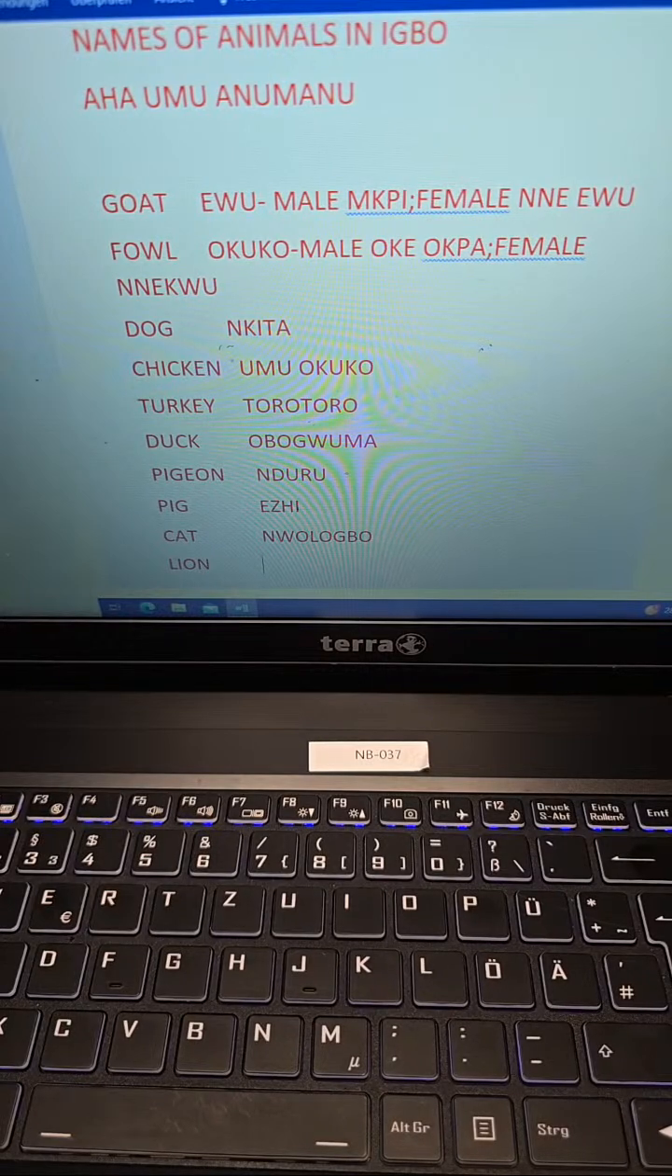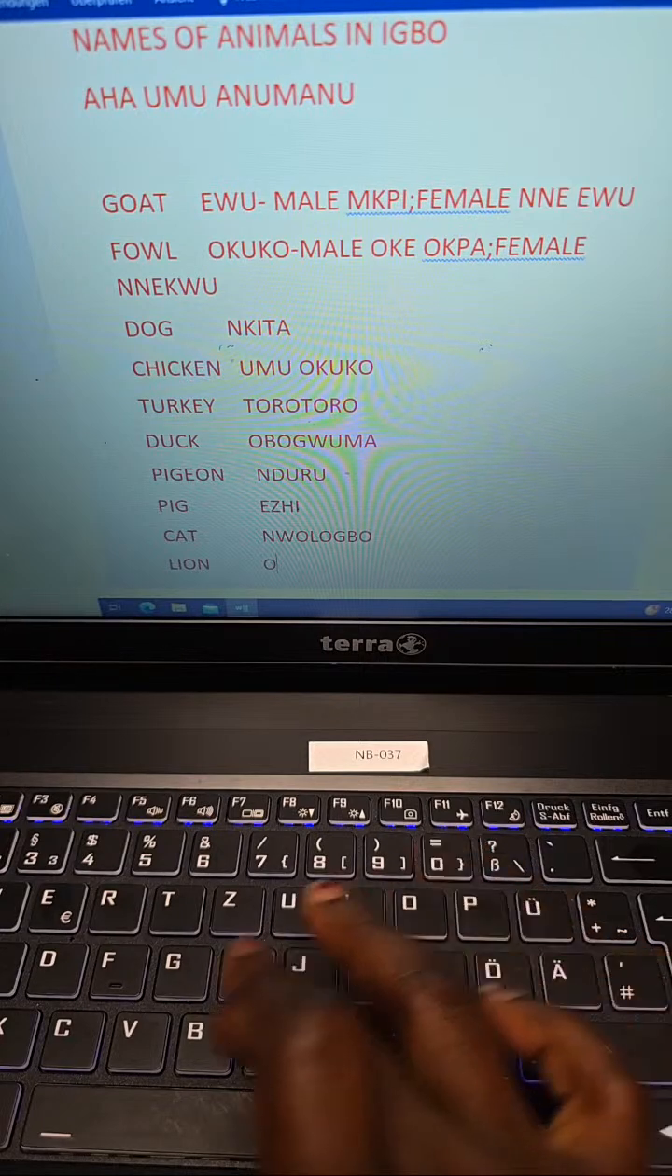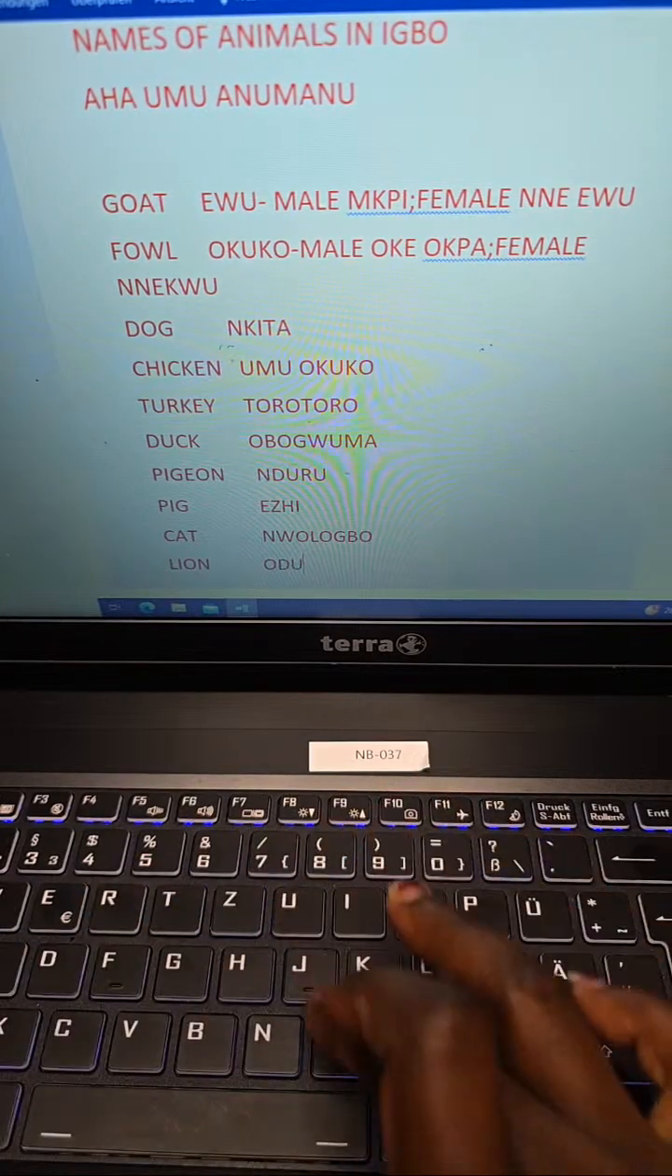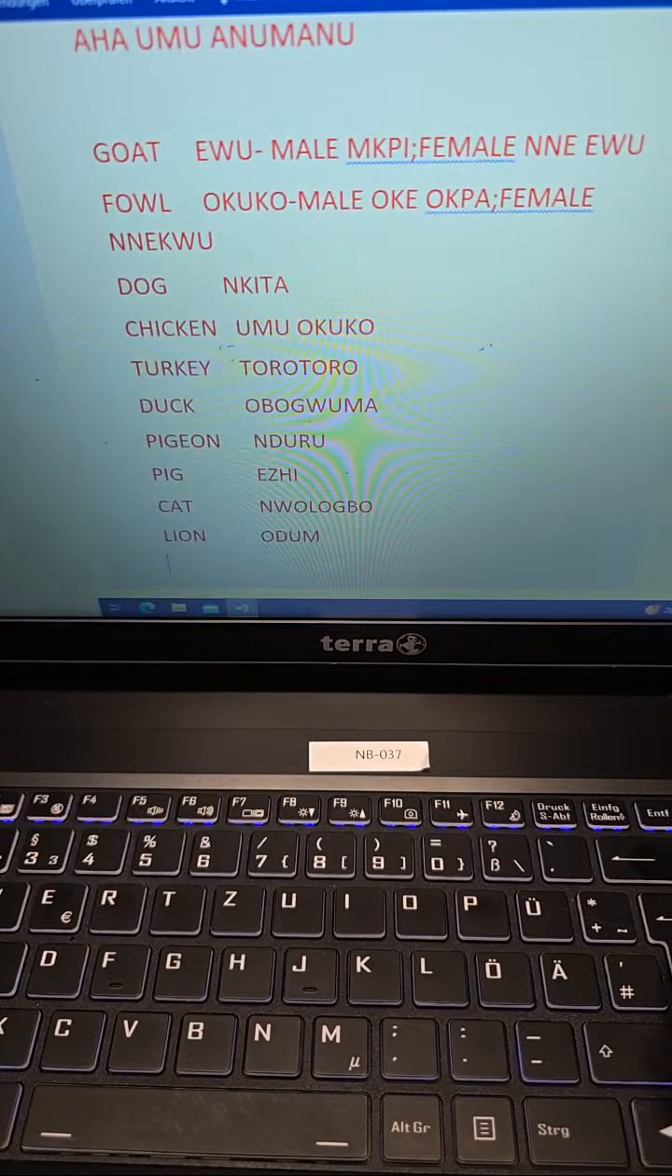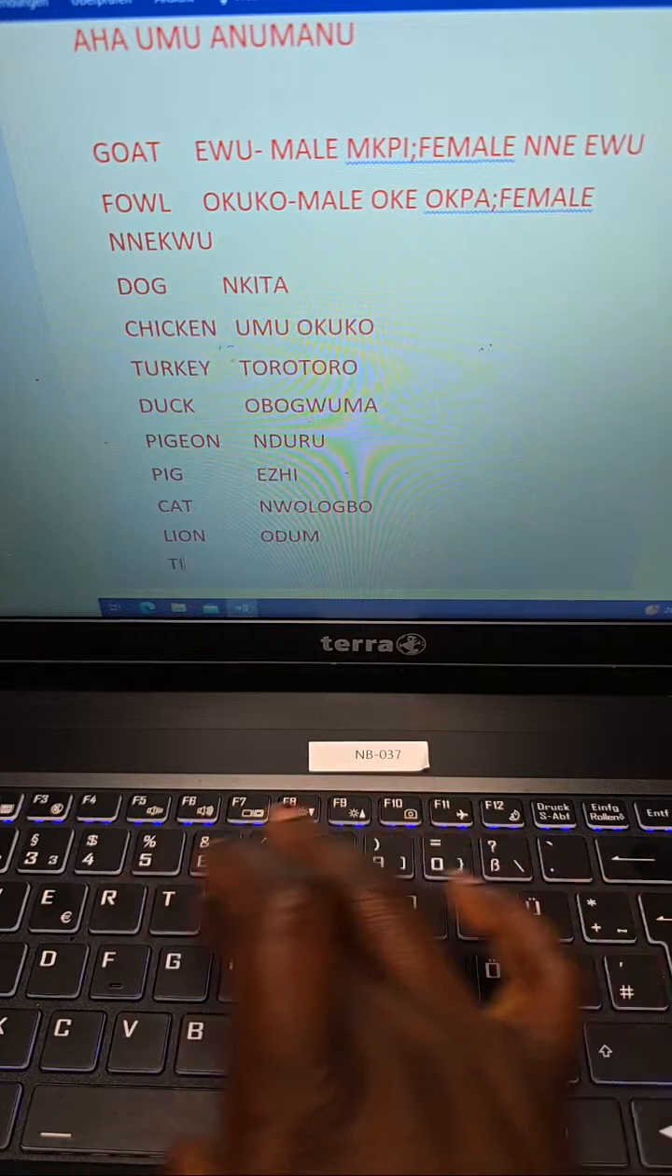The lion is known as Odum. Odum. Lion. Odum. And then we have the tiger.